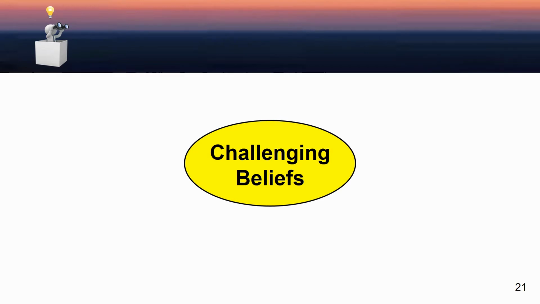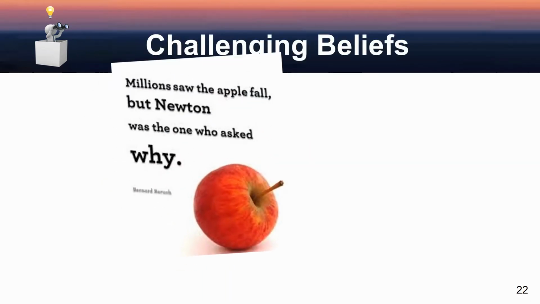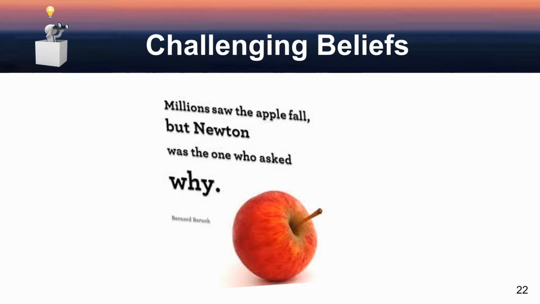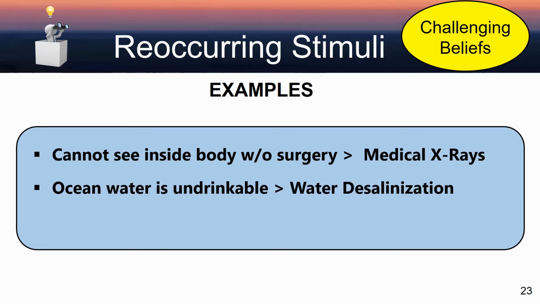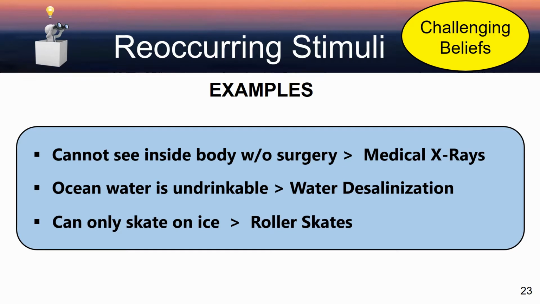Challenging beliefs. Millions saw the apple fall, but Newton was the one who asked why. Let's look at some examples here. We cannot see inside of our bodies without surgery. That belief was challenged to create medical x-rays. Ocean water is undrinkable. That belief was challenged to create water desalinization. We can only skate on ice. Well, the inventor of roller skates did not think so.